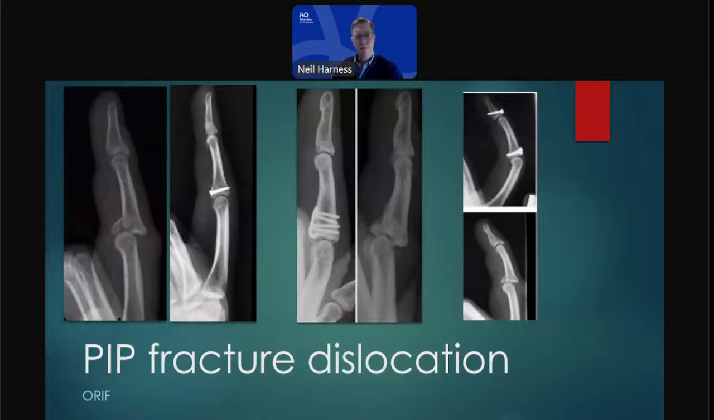These are just a few examples of the ways I've been treating these with volar screws. Also, a little mini plate volarly can be used to buttress the fragments. And then on the far right, this is not one I've done, but reports have been put out there on placing screws from dorsal to volar and fixing these volar rim fragments.